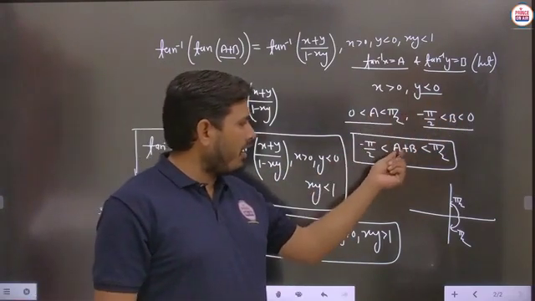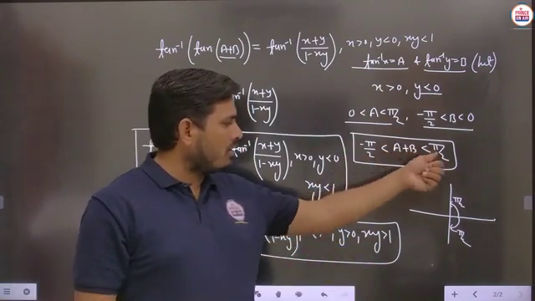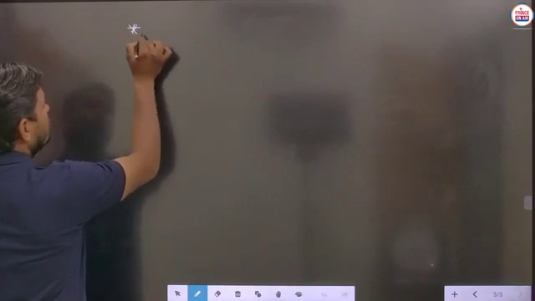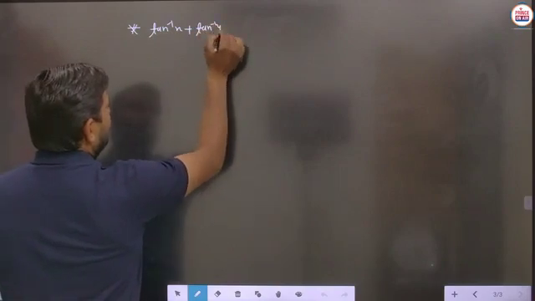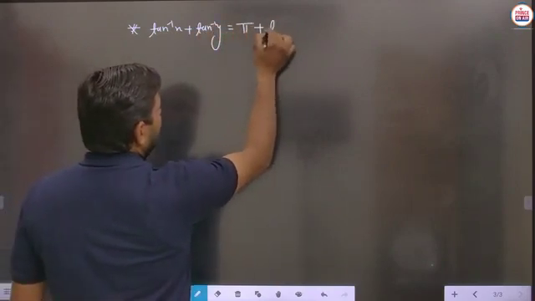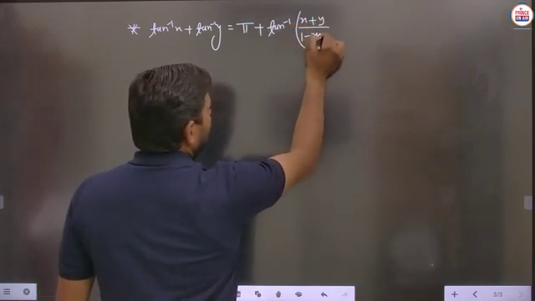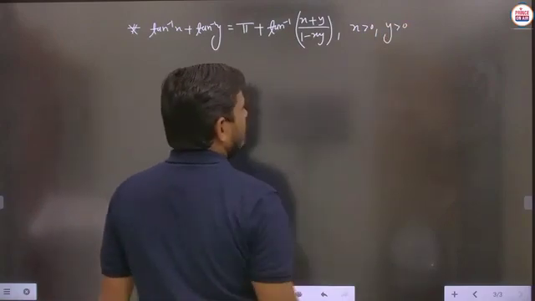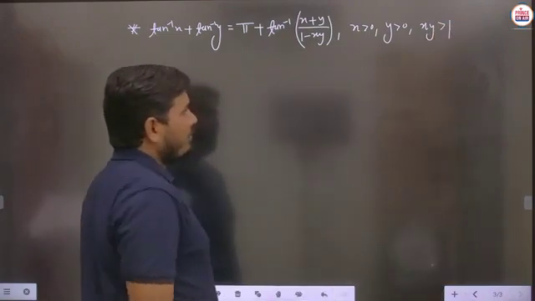Now if we have to add both the things, A plus B, then this is 0 and this is pi. So next proof we are taking for this property, student. Just we are doing the proof of this part. Tan inverse of x plus tan inverse of y will become pi plus tan inverse of (x plus y) upon (1 minus xy). This will happen in this situation: x is greater than 0, y is greater than 0, and xy is greater than 1. Is it to be clear?